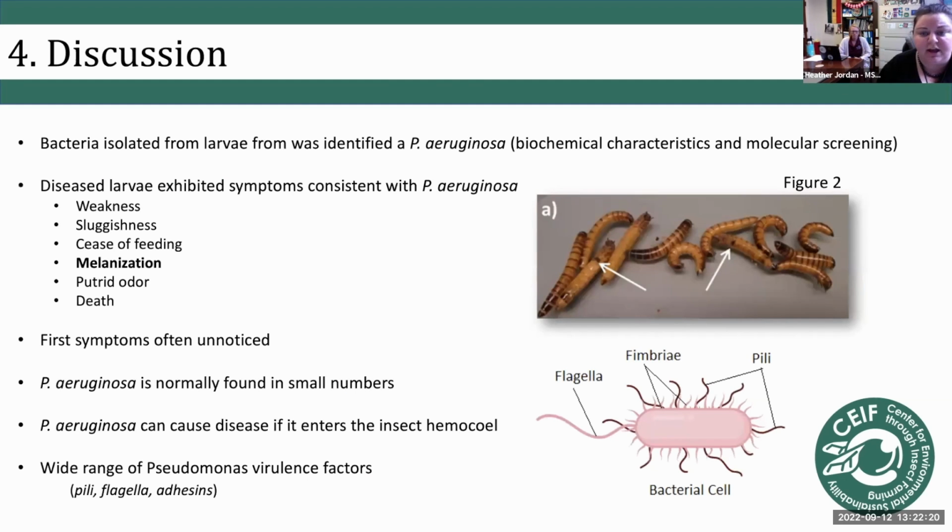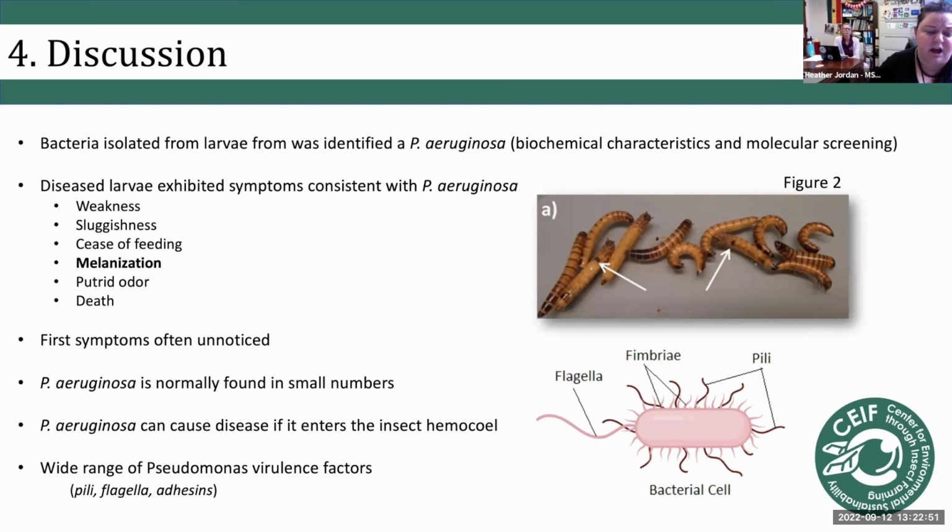So, some discussion of the results that were presented: bacteria isolated from the larva was identified as Pseudomonas aeruginosa. This was done through biochemical characteristics and molecular identification. The diseased larva exhibited symptoms consistent with Pseudomonas aeruginosa infection: weakness, sluggishness, cease of feeding, melanization, again, that's that dark staining shown in the picture labeled A, a putrid odor, and then death.